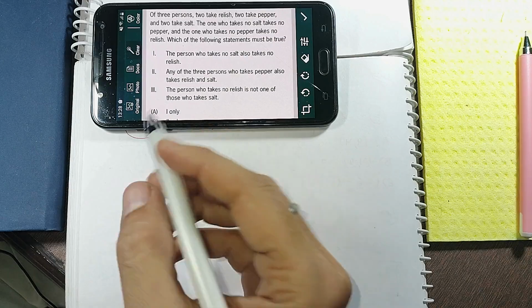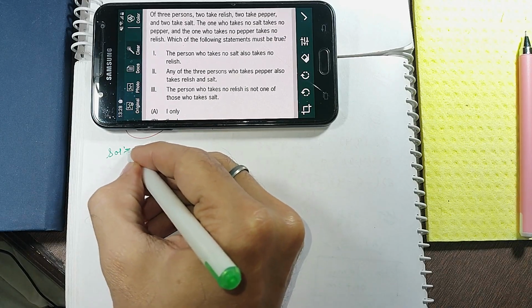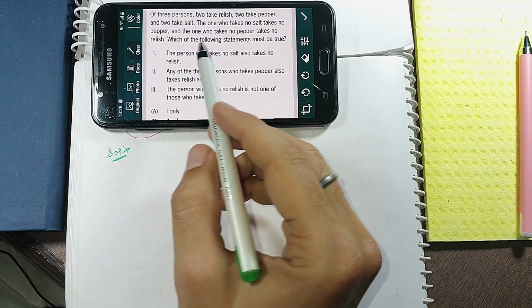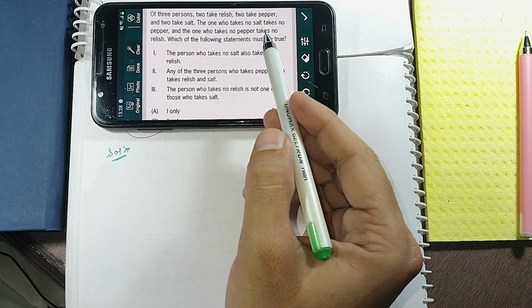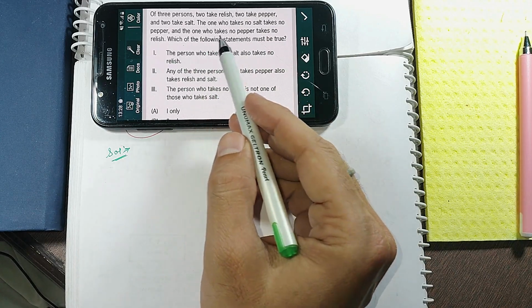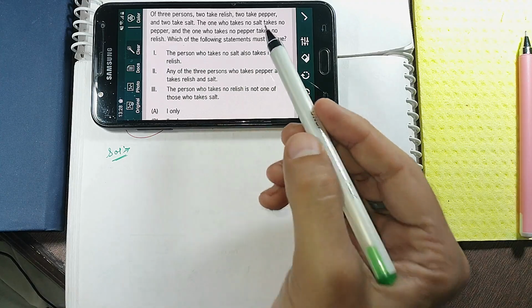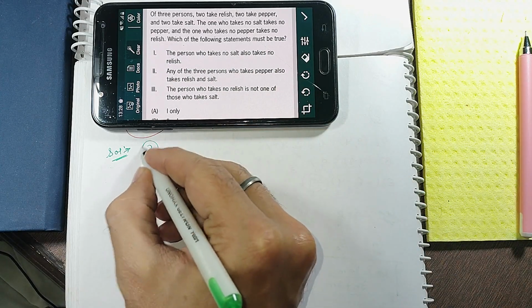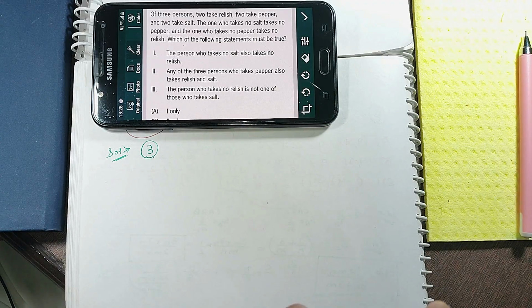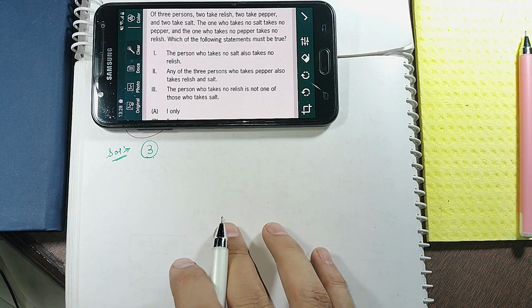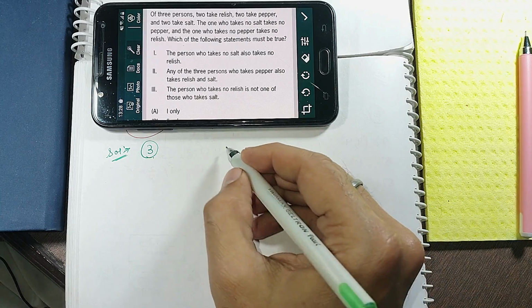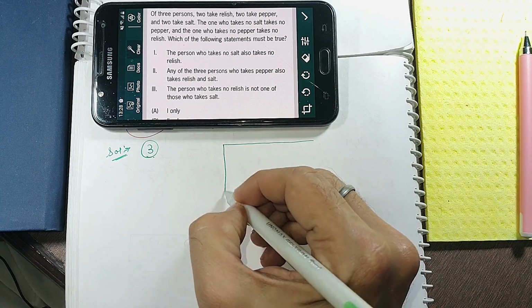Of 3 persons, 2 take relish, 2 take pepper, and 2 take salt. The one who takes no salt takes no pepper, and the one who takes no pepper takes no relish. Which of the following statements must be true? So there are a total of 3 persons. Fine. Although we can do this with the help of a Venn diagram also, we will try to do our reasoning and construct a tabular form for this.